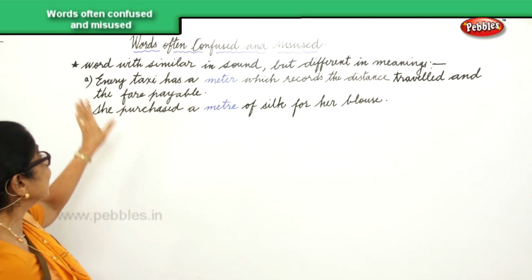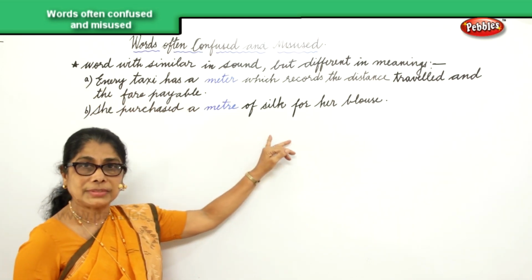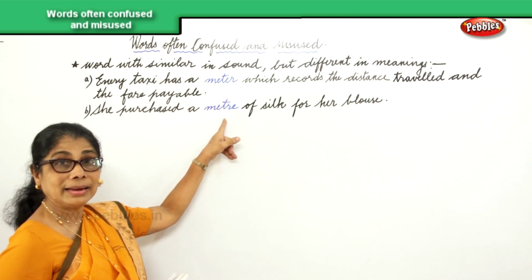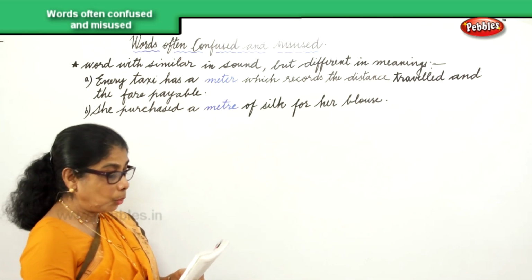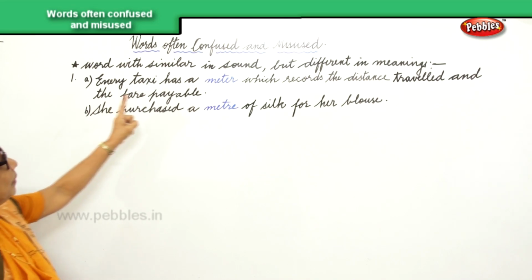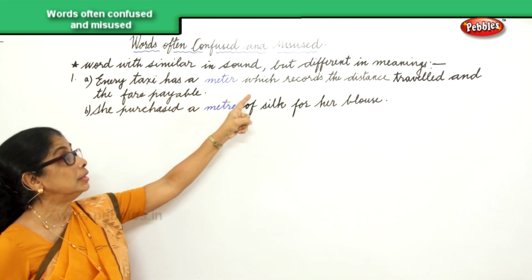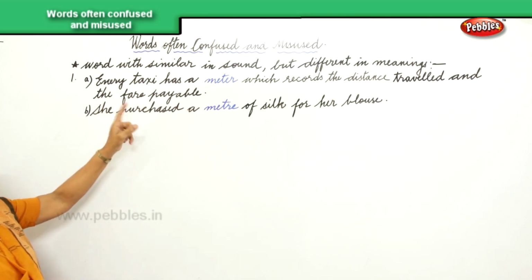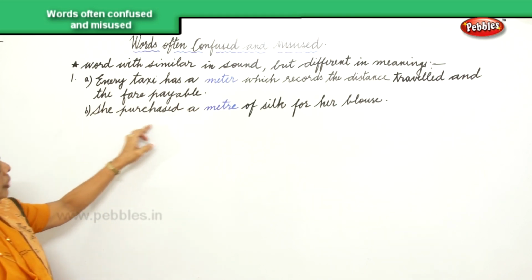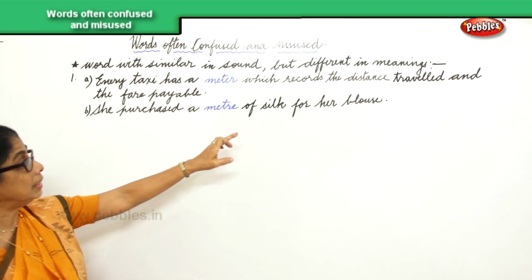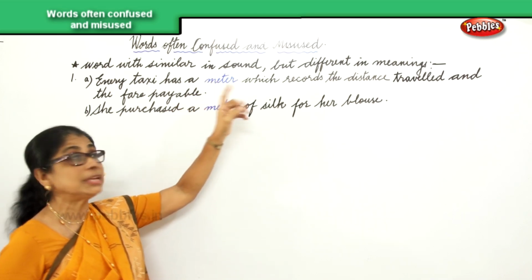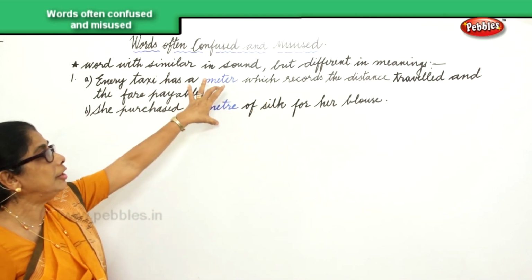Now just look at this. She purchased the meter of silk. One is E-R and the next one is R-E. Every taxi has a meter which records the distance traveled and the fare payable. She purchased a meter of silk for her blouse. So we have meter, meter, both the same sound, but different meaning.